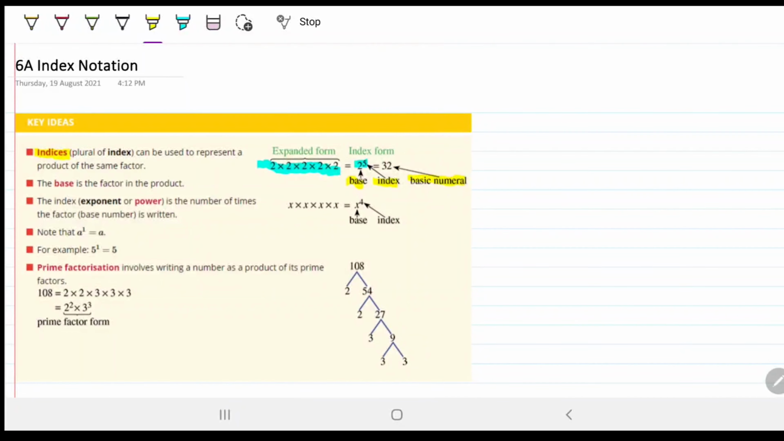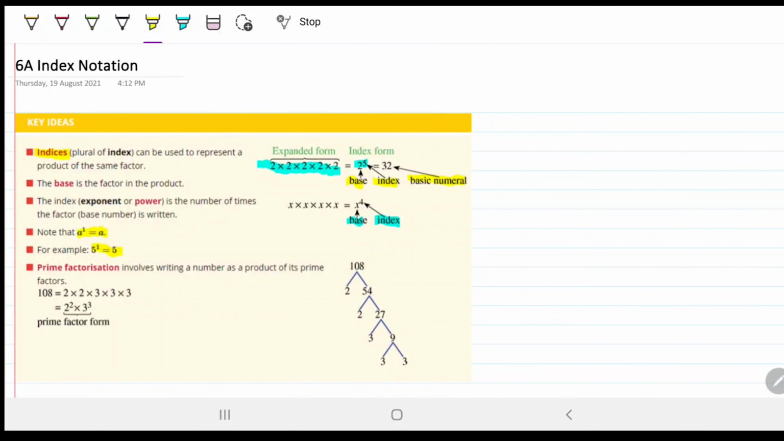So what we can see from the first example is that the base is the factor in the product. The index, or the exponent or power, is the number of times the factor or the base number is actually written. So if we have a look at the example here, if I say x times x times x times x, this is the same thing as saying x to the 4, where x is your base and 4 is your index. The only other exception to this rule that we have to know is that a to the power of 1 will give us a. This can be any number. For example, 5 to the power of 1 will also give us 5.